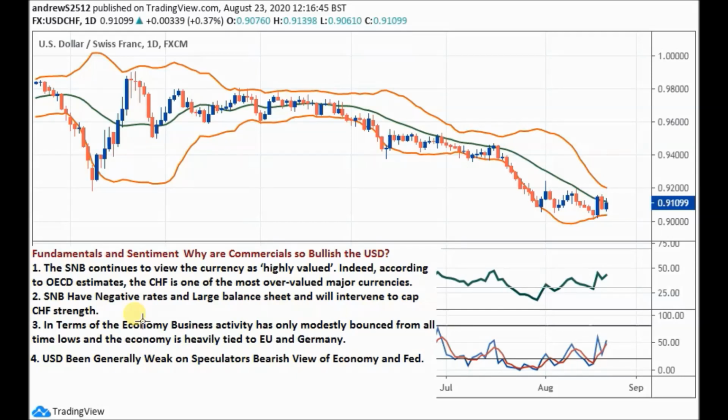Okay, now with good reason actually, because in terms of the economic activity in Switzerland, it's only modestly bounced from all-time lows, and the economy is heavily tied to the EU and Germany. And speculators have had this general view that the EU economy is going to do well going forward. I think the PMI data on Friday just shows that it isn't.